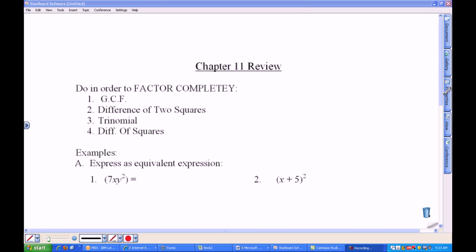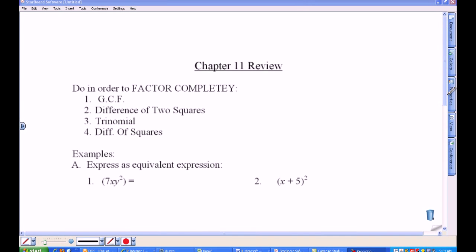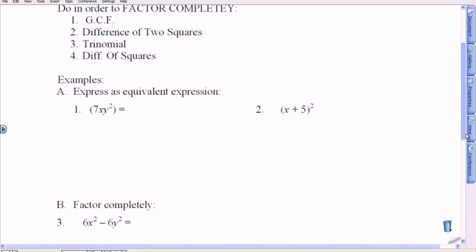The majority of your chapter tests will consist of problems where you have to factor completely. So you're going to notice quite a bit of review from what we did yesterday in class and what you did Thursday night when you watched and completed your notes for lesson 11.8. So if you get stuck in here, you can always go back and take a look at lesson 11.8 for some further reinforcement. Before we get into that, though, let's take a look at problems 1 and 2.